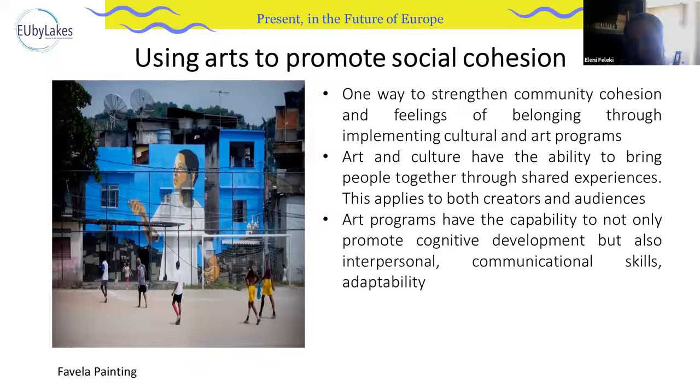One way to strengthen community cohesion and feelings of belonging is through implementing cultural and arts programs. Art and culture have the ability to bring people together through shared experiences. This is why I really believe that the selection of this module for this specific open-air university was really well targeted.